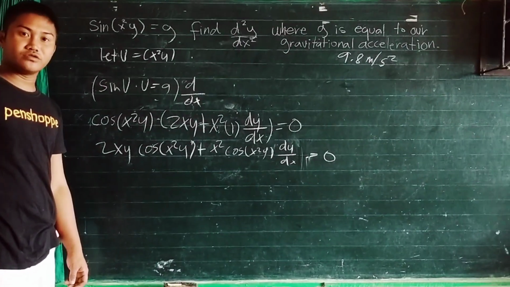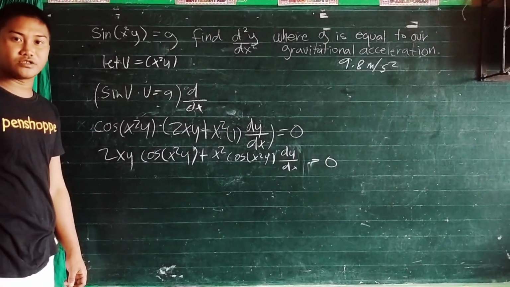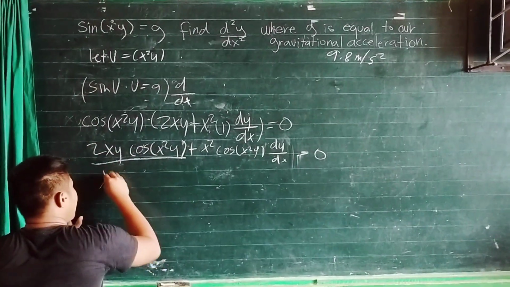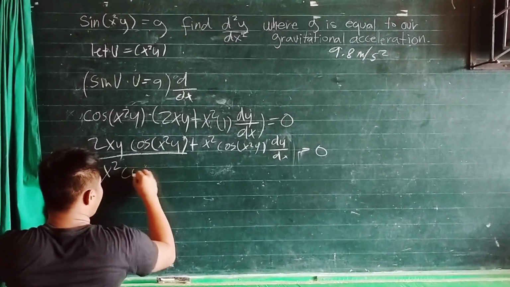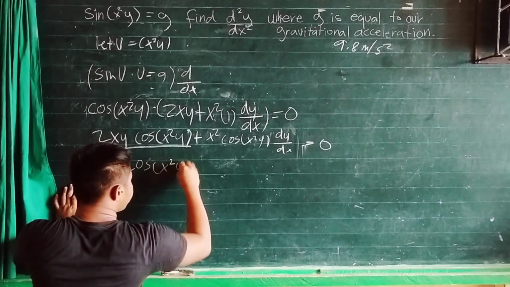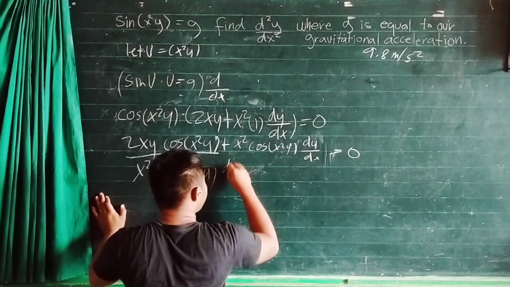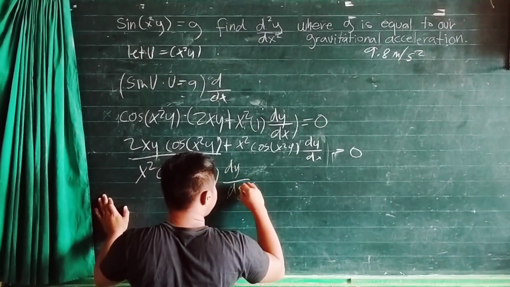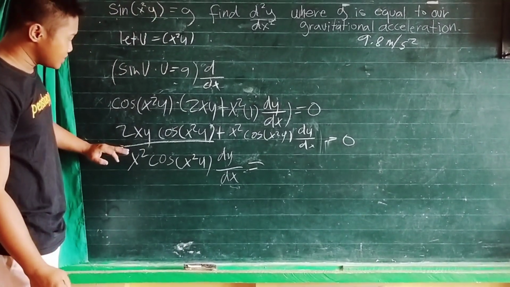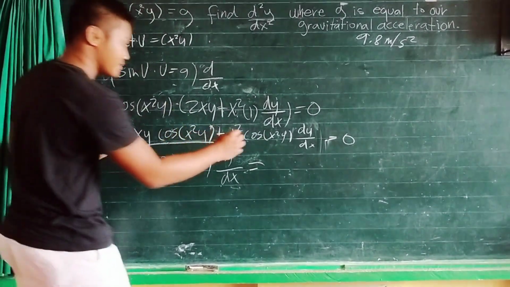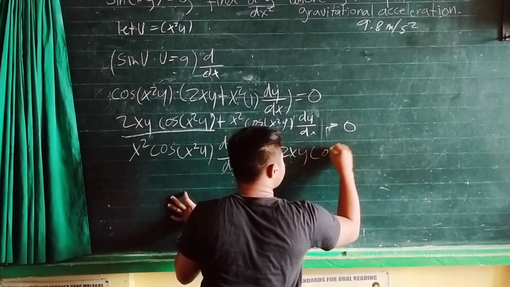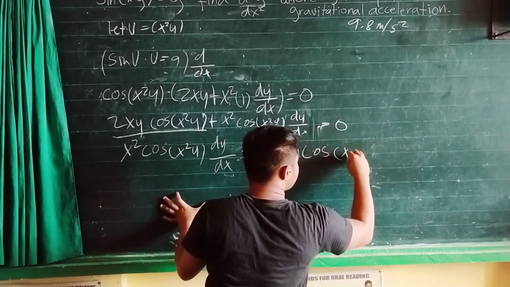So the next, we're going to transpose all terms that have no dy over dx. So we have this one: x squared cos x squared y dy over dx equals, so we have to transpose this one, so it will be negative 2xy cos x squared y.